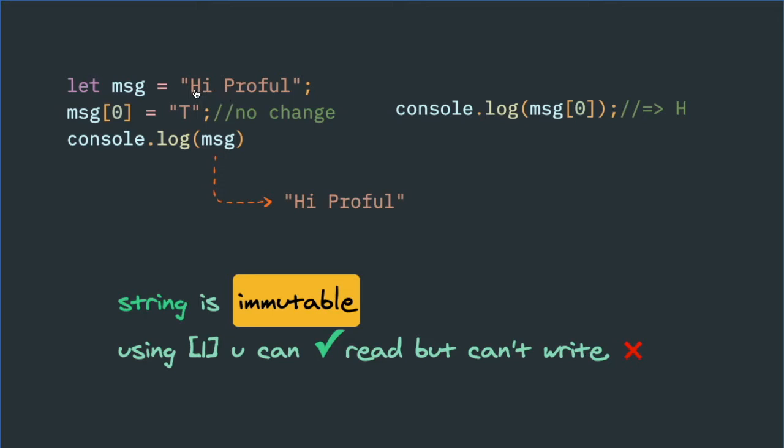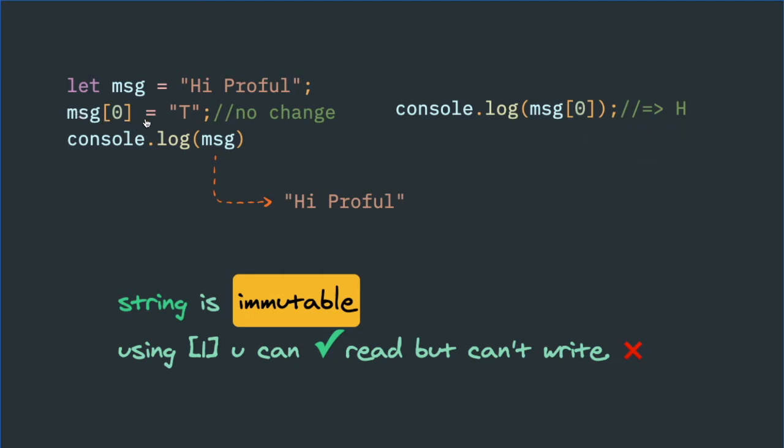And the string is a kind of iterable property, or a kind of array of different characters. So to access an individual element or individual character, we can use the square brackets and pass the index. See, in this case, if you pass message 0, h will be printed. If you try to pass 1, i will be printed, and so on.